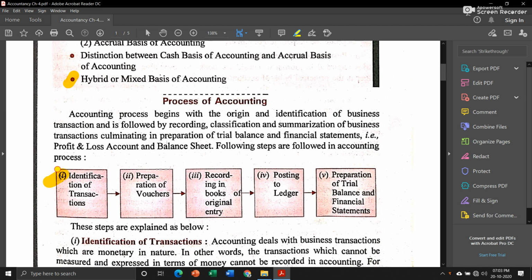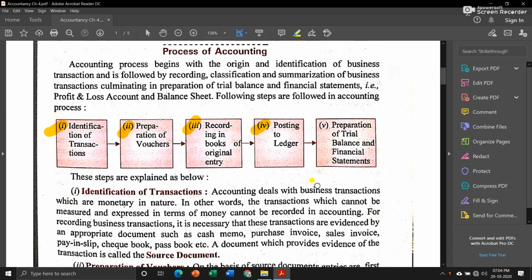First one is identification of transactions. Second, preparation of vouchers. Third, recording in books of original entry, or you can say journal entry. Fourth, posting to ledger, and at last we will be preparing trial balance or financial statements, that is our balance sheet and profit and loss account. Now let's discuss these 5 steps in detail.